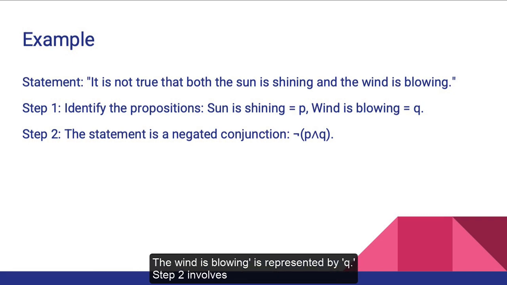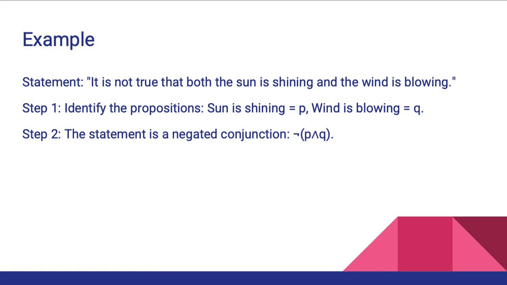Step 2 involves recognizing the type of compound statement we're dealing with. In this case, the statement is a negated conjunction, which can be symbolically represented as seen on the slide. By following these first 2 steps, we've laid the groundwork for applying De Morgan's laws to simplify the statement. We've identified the building blocks and the structure, and now we're ready for the next steps of simplification.